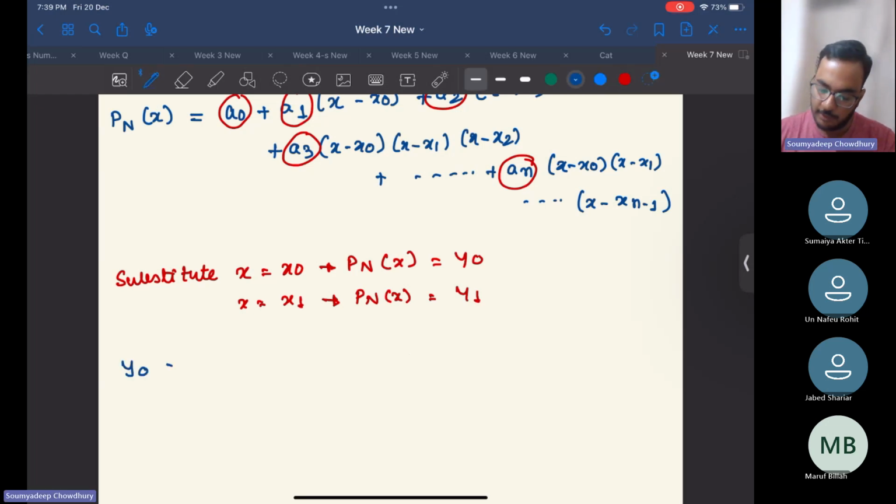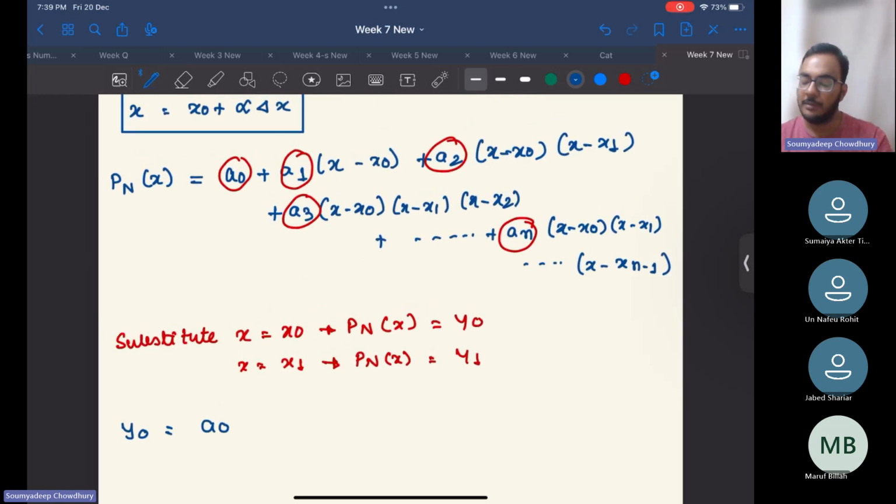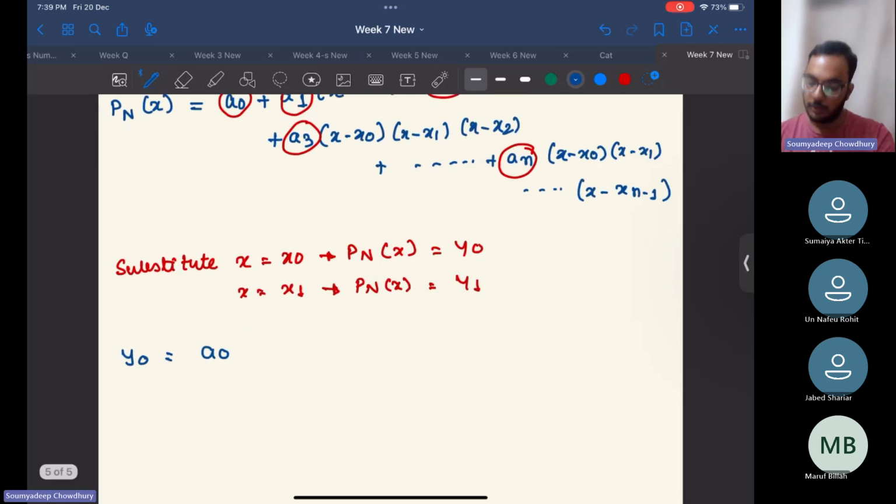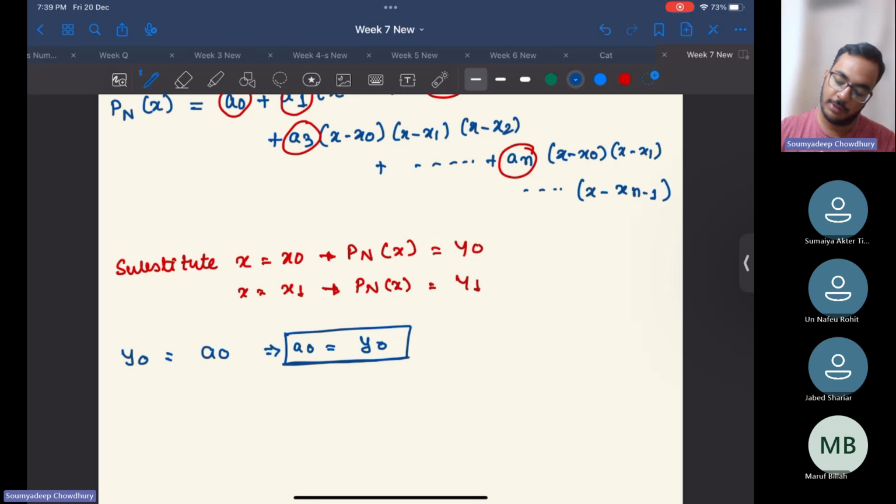It is basically y naught equals to a naught plus all these remaining terms. If you substitute x equals to x naught, one term is always there, which is x minus x naught, so that will cancel. All other terms will be 0. So your a naught will be given by y naught. So you have found out one coefficient: a naught is given by y naught.